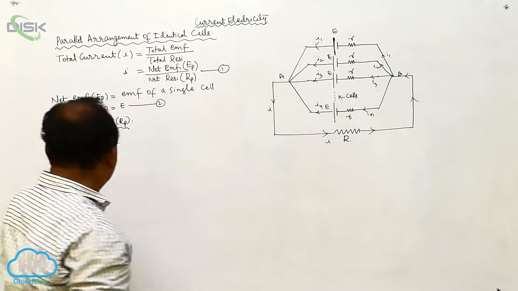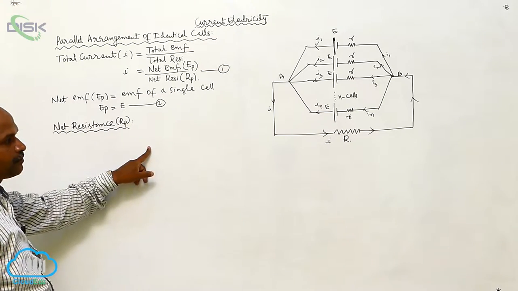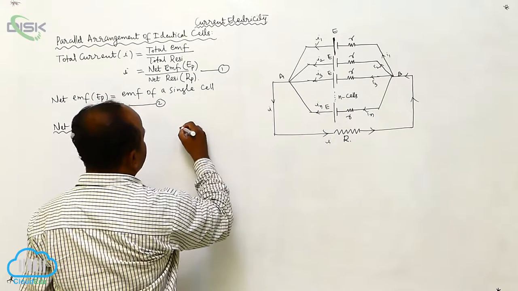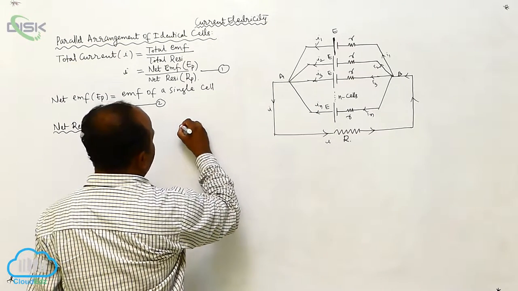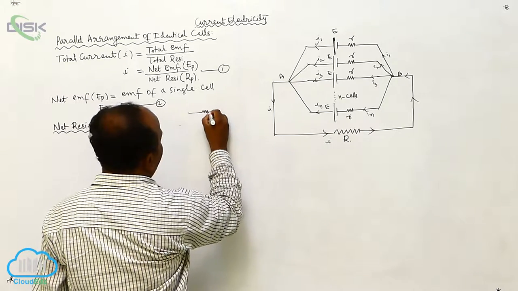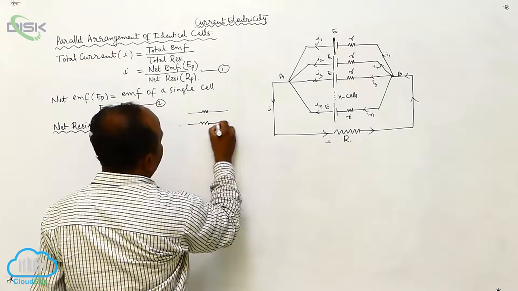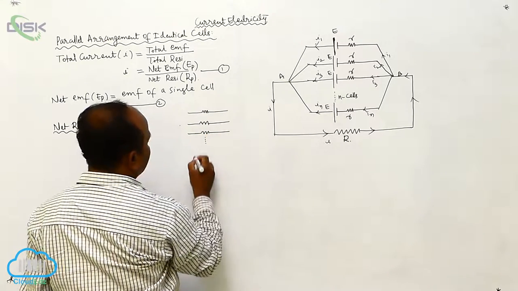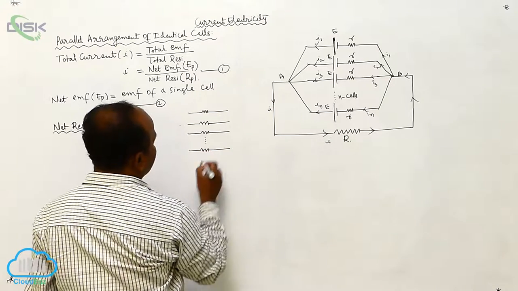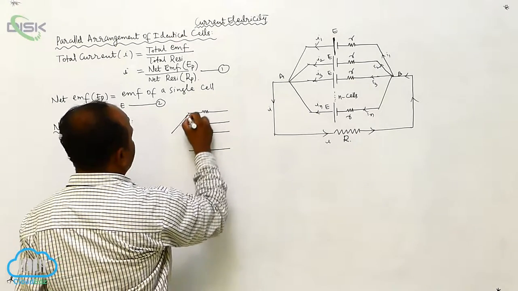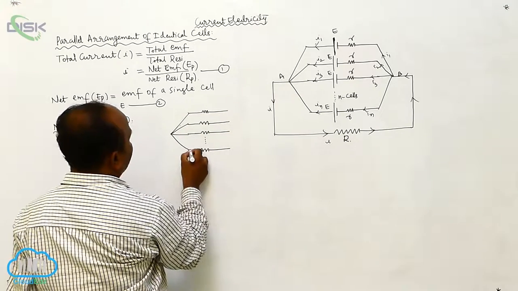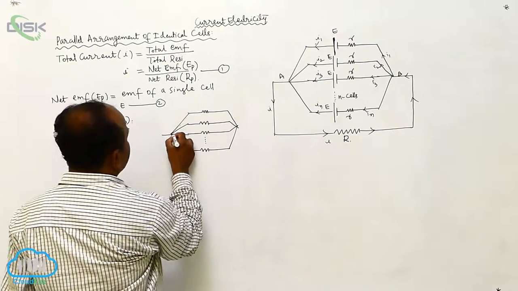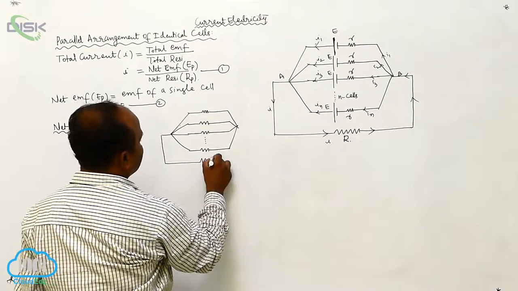Now to calculate the net resistance, only resistance calculation. This is small r resistance, this is small r resistance, this is small r resistance, and so on. Right, all the resistances are connected in parallel. This combination is connected to the external resistance.